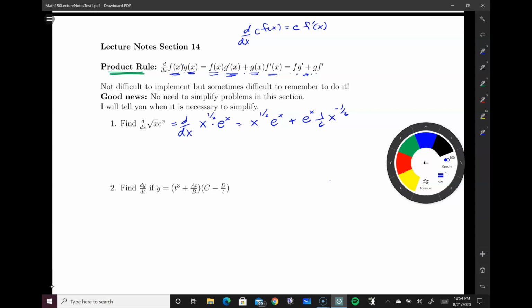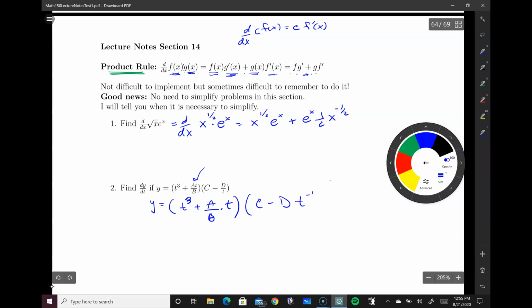All right, so here I am going to spend time simplifying before I take the derivative. I'm not going to multiply it out, but I am going to rewrite this as a over b times t. Just separating the constants away from the letter t, and then c, and then minus d, and then this t, I'm just going to write in the denominator as t to the negative 1. All right, now I'm ready to do my product rule.